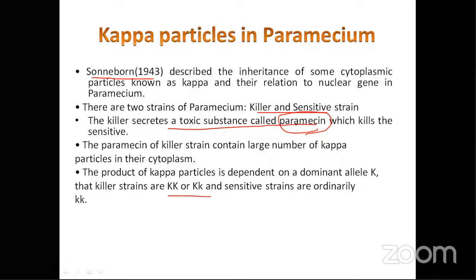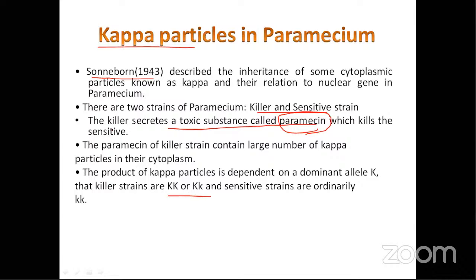And by conjugation, they transfer these particular things to one another, and further the sensitive strain becomes a killer strain, something like that. So from here we need to only remember the kappa particle. It is not any organelle or anything like that. It is simply a toxic particle which secretes a substance, paramecin, and it was discovered by Sonneborn. That's it.